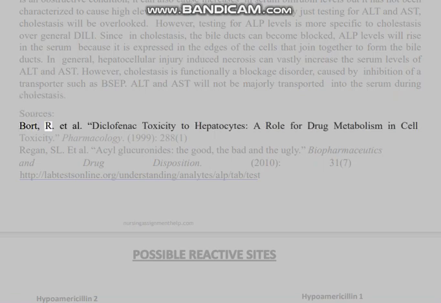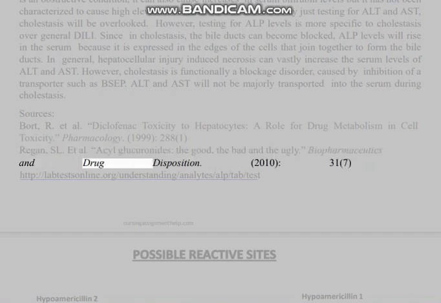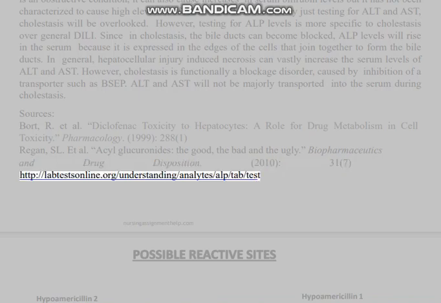Sources: Bort, R. et al. Diclofenac toxicity to hepatocytes, a role for drug metabolism in cell toxicity. Pharmacology. 1999. Riggin, S.L. Acyl glucuronides, the good, the bad, and the ugly. Biopharmaceutics and Drug Disposition. 2010.